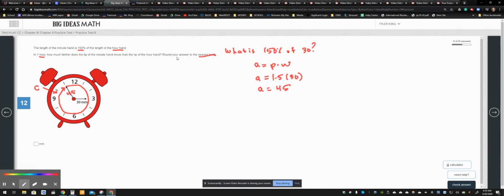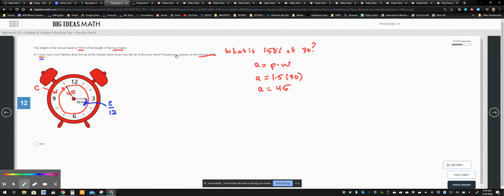Now, when we're looking at the hour hand, in 1 hour, it's only going to move from the 3 to the 4. So that's not going to be a full circumference. That is just going to be 1/12 of the way around the circle. So we're going to take our circumference and divide it by 12.